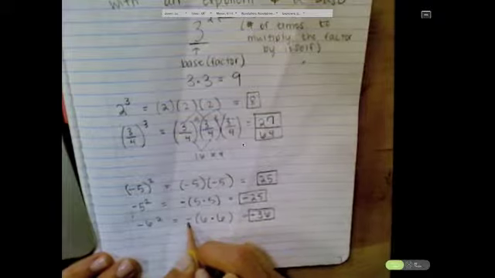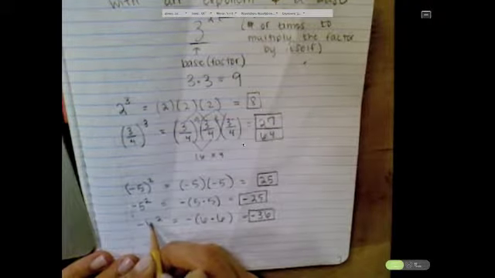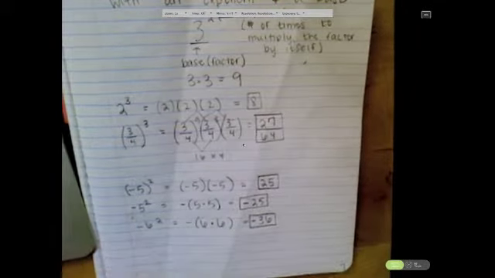This is like having a negative 1 in front of your multiplication problem. So the exponent 2 applies to the 6, but not to the negative 1. So it's going to remain there no matter what.